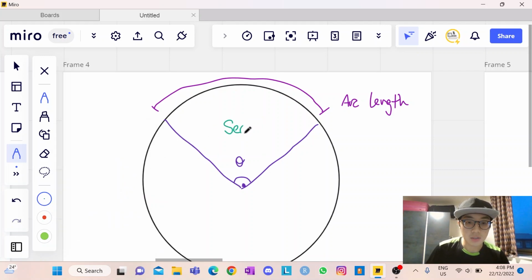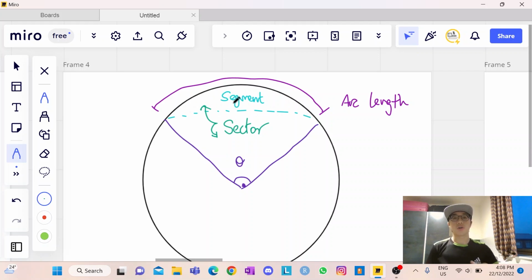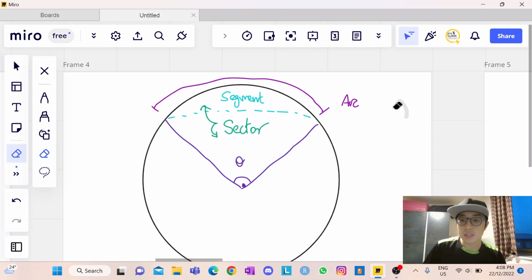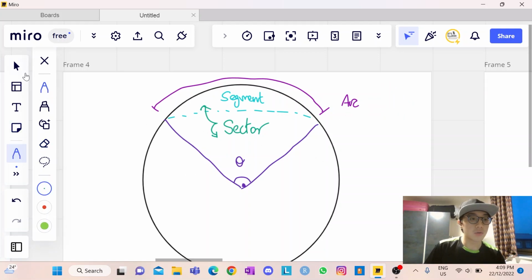Using a different color, this is the sector. And then if we divide, this is a segment. Just a little bit: the sector includes this and this, but the segment is just the area on the top. Now we are going to calculate the arc length. Maybe I'll just name this as arc, and then down here we are going to look for arc length.